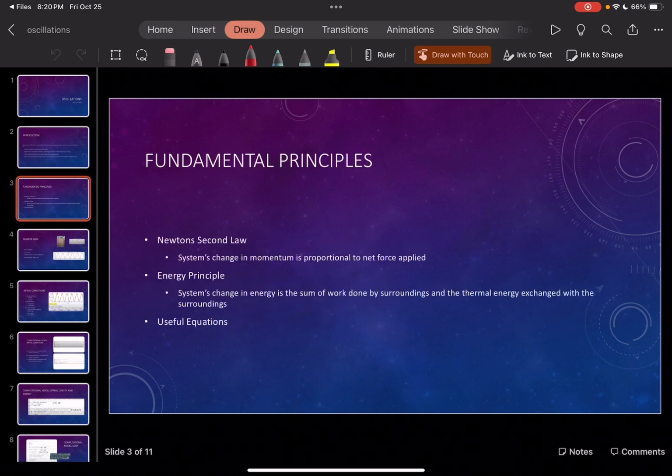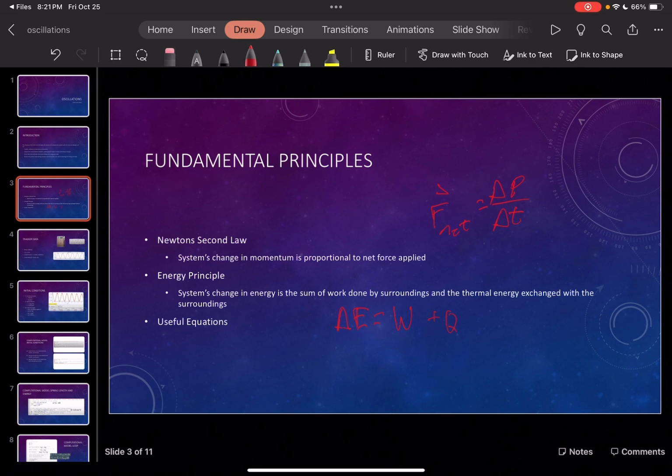So what are our fundamental principles? Well, we have Newton's second law, which is that the system's change in motion is proportional to the net force applied. We can look at this as F net equals the change in momentum over the change in time. We can expand that because we know that our force in this instance is a harmonic motion or a pendulum force. We'll leave that expansion for later because we'll see that through our Tracker software. We also have the energy principle, which states that our change in energy is going to be equal to the work done, or the work plus Q.